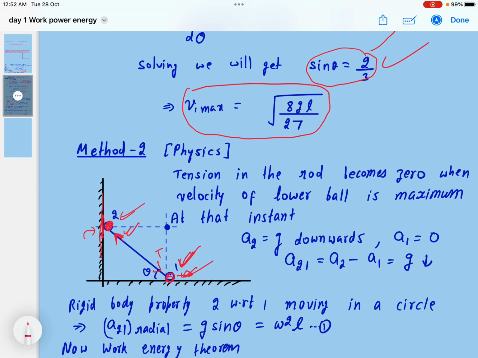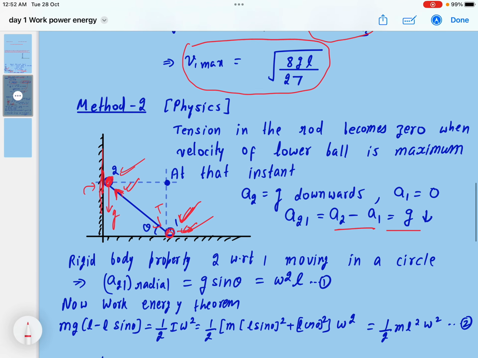Acceleration of point 2 is g, because normal reaction becomes 0, tension becomes 0. So the only force acting on ball 2 is mg. So acceleration of ball 2 is g. So acceleration of 2 with respect to 1 is a2 minus a1. You can say it is g downwards.